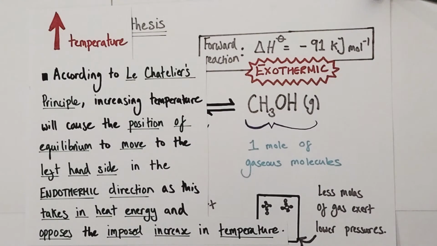So, to summarize, if we were to increase the temperature applied to this particular equilibrium reaction, we would find that, according to Le Chatelier's principle, increasing temperature would cause the position of equilibrium to shift to the left-hand side, in the direction of the endothermic reverse reaction. That's because this direction of reaction would be taking in heat energy from the surroundings and therefore opposing and minimizing the imposed increase in temperature we had applied.